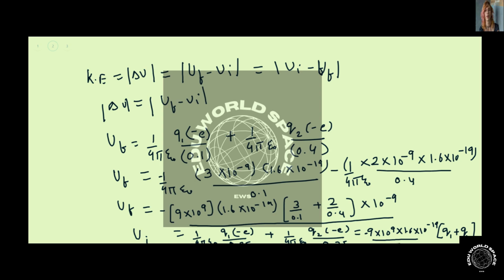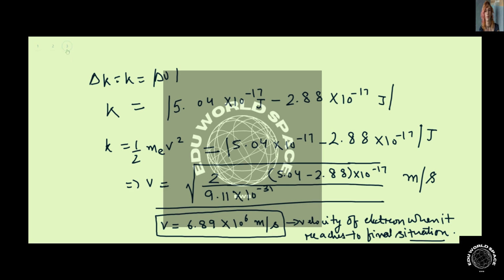So UF minus UI, after calculating, we have this value. We take the magnitude because it doesn't matter whether we take UI minus UF or UF minus UI, it's the same value. So we have the higher value minus the lower value. We take the square root using this equation, and it gives us 6.89 into 10 to the power 6 meters per second. So that's your answer for this question.